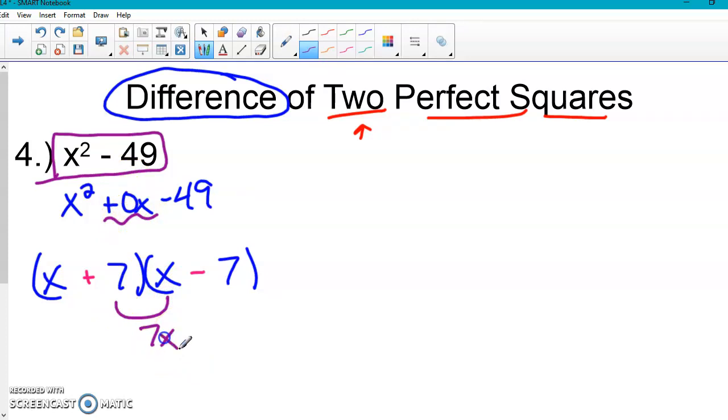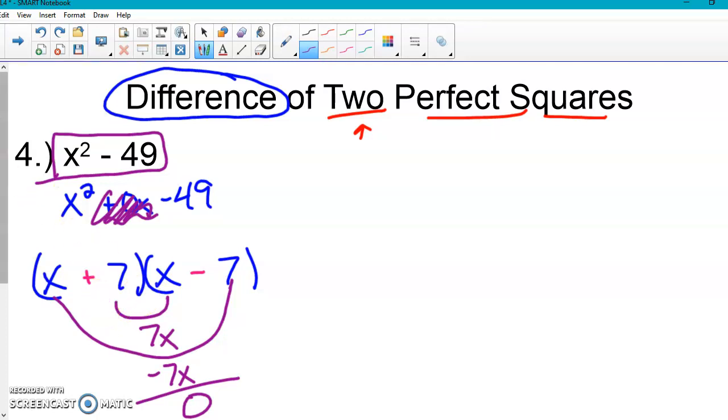Little smile would be 7x. Big smile would be negative 7x. 7x minus 7x is nothing. So that's why there is nothing written in here. That's why this is not a trinomial. There are only 2 terms because the middle term is 0.